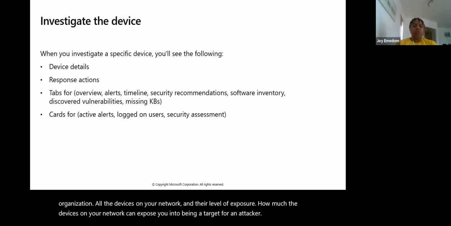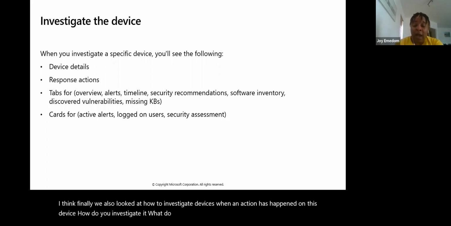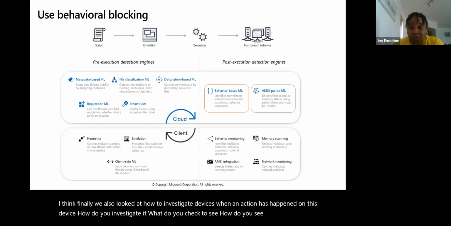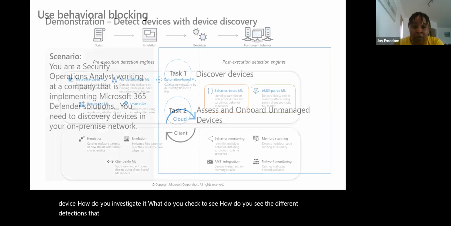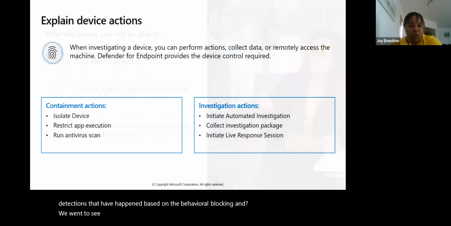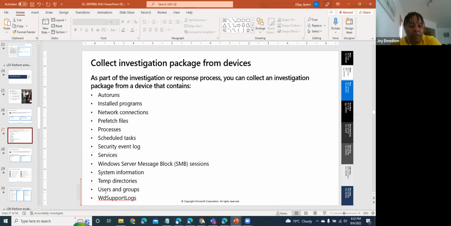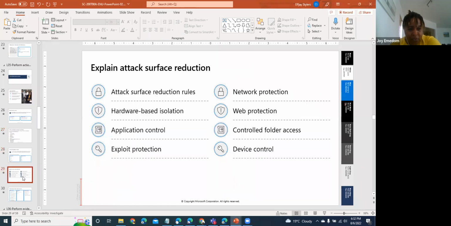I think finally, we also looked at how to investigate devices. When an action has happened on the device, how do you investigate it? What do you check to see? How do you see the different detections that have happened based on behavioral blocking? And we went to see the full platform. So for today, we'll just be looking at any response. I just did a quick rundown of what we did the last 2 weeks.